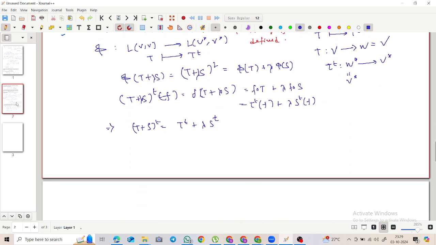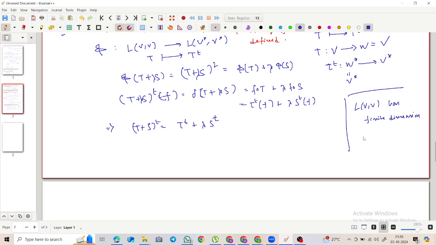Is it injective? One thing is true: L(V, V) has finite dimension, right? I think we have seen it. We have proven that L(V, V) has finite dimension, for V finite dimensional.